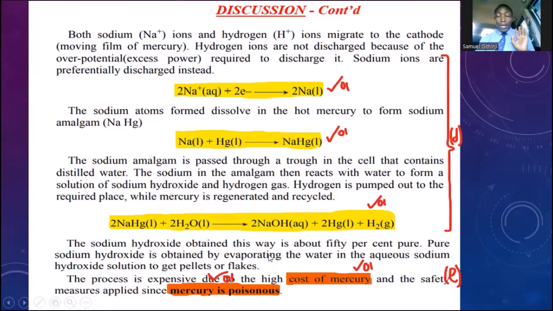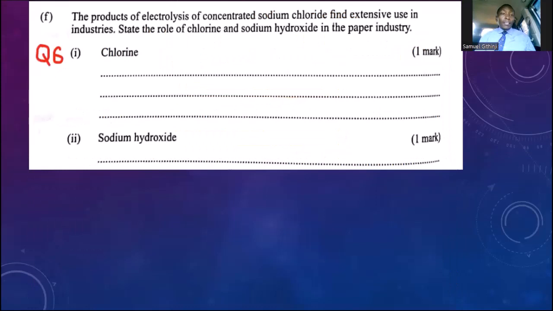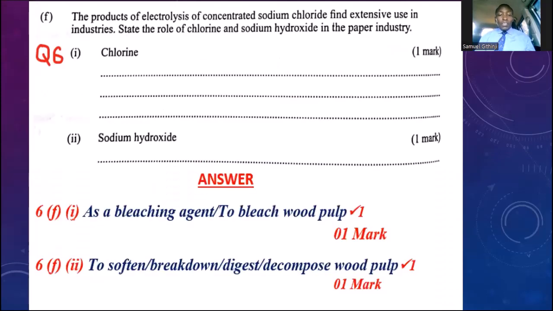Now, part E of the question, why is it important to recycle mercury? 2 reasons for 1 mark each. Mercury is very expensive, okay? Then mercury is very poisonous. We need to ensure that it's not getting into the environment, my student. We move on. That is part F, uses of chlorine and sodium hydroxide in paper industry. Chlorine is used as a bleaching agent. Sodium hydroxide can be used to soften or to digest, to decompose the wood pulp there.